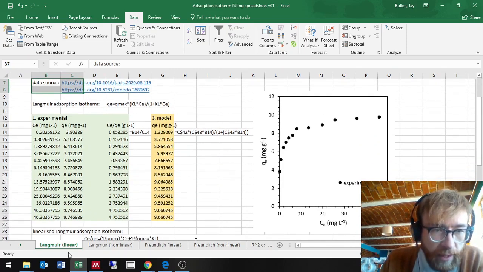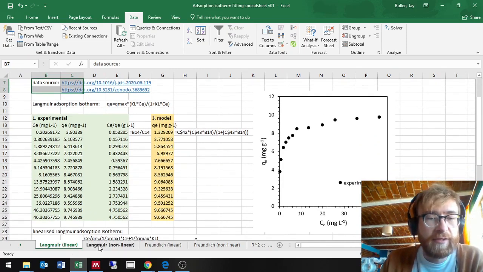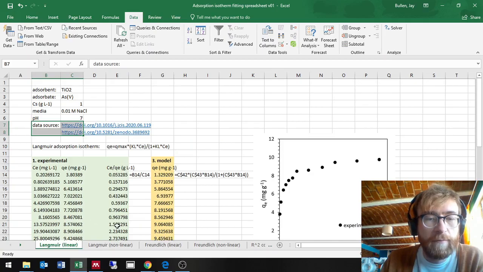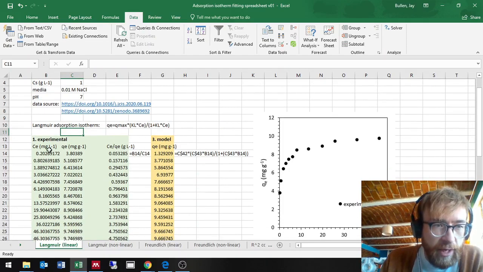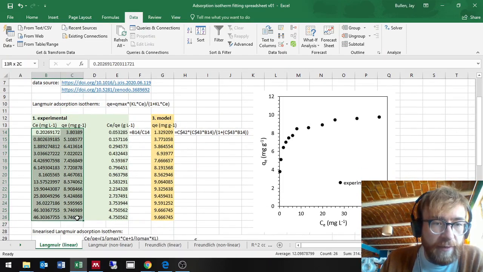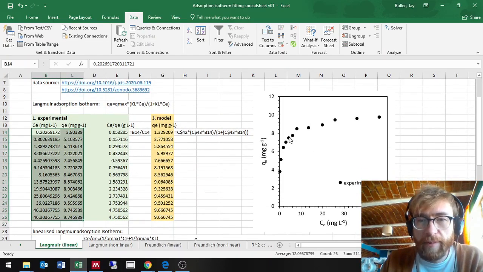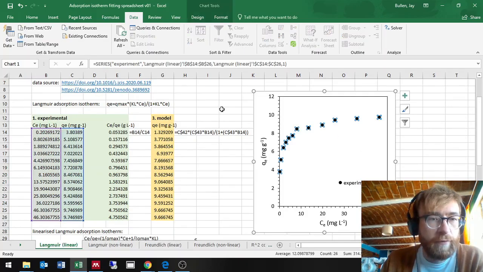First of all, in this Excel spreadsheet template, we'll be fitting the Langmuir adsorption isotherm, firstly in the linear form, then the non-linear form, and then we'll look at the Freundlich adsorption isotherm. The raw data I have is over here for the adsorption isotherm, and it looks a bit like this, the graph on the right.